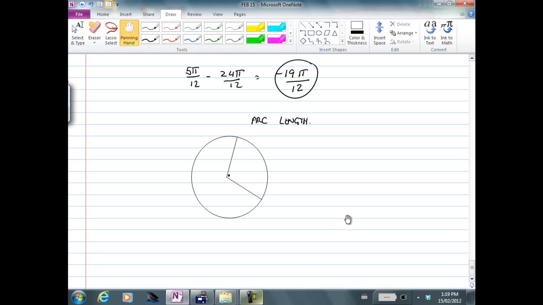That should be in the middle. Arc length is basically the distance of an arc. I'm going to highlight this right now. This is my arc length. We'll call this A. Okay, that's your arc length.